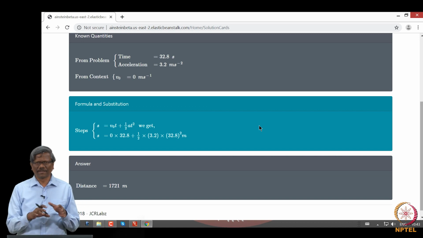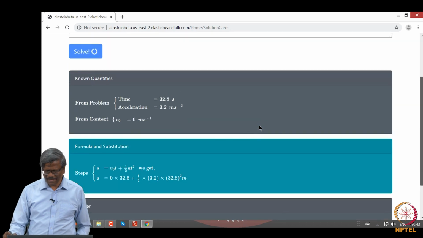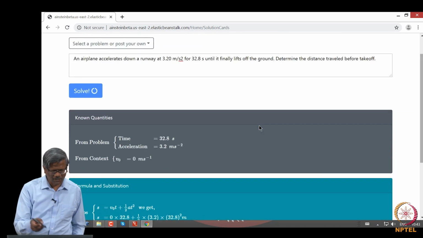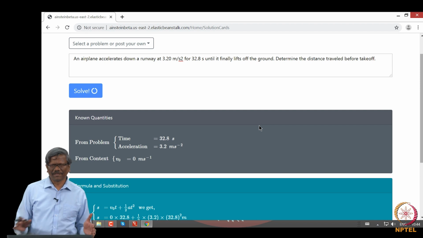So, assume that we have an application like this. Actually, this is an application that solves such problems. You may want to try this if you want to go to this website. You can type some problems from kinematics and then see whether it solves the problem. Okay. So, it solves certain problems from kinematics.